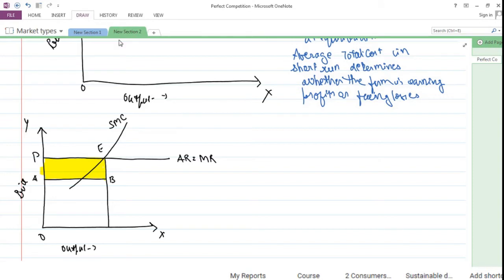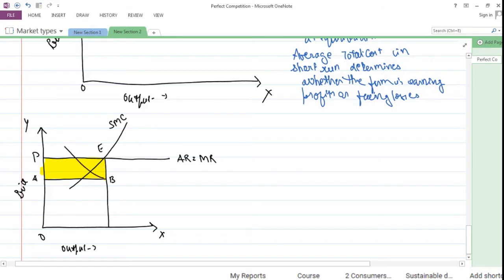So if I draw a total cost curve, a short run total cost curve, it would be like this. So this is the short run total cost curve, the short run average total cost curve. What we find is that it is below the price, so the firm is able to earn the shaded region as profit. This yellow colored region is the firm's profit, and this line signifies the cost of the particular firm.